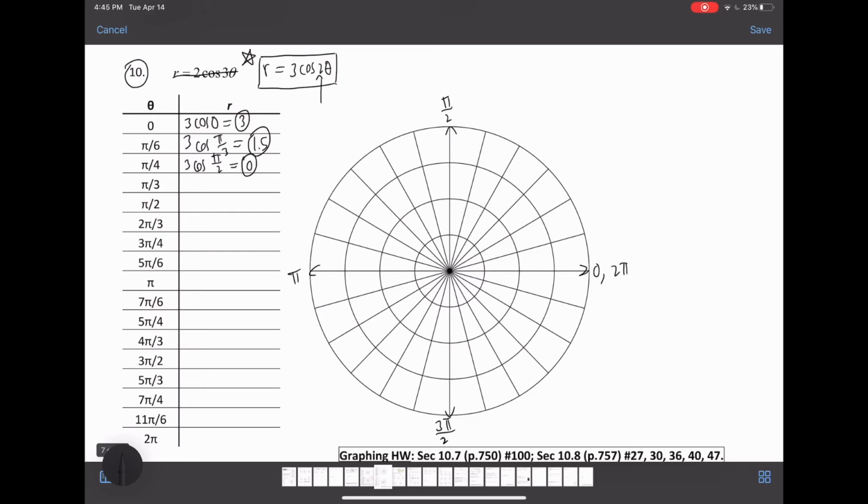I'm going to fill out the rest of the exact values. To save time, I'm going to pause the video. I'd like you to pause the video now, fill out the values, and then come back and join me.